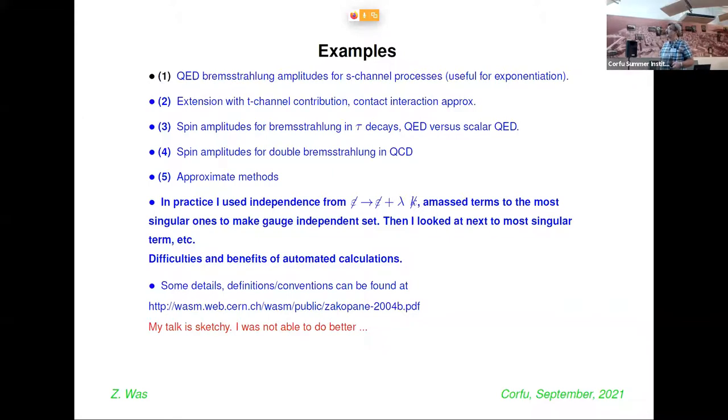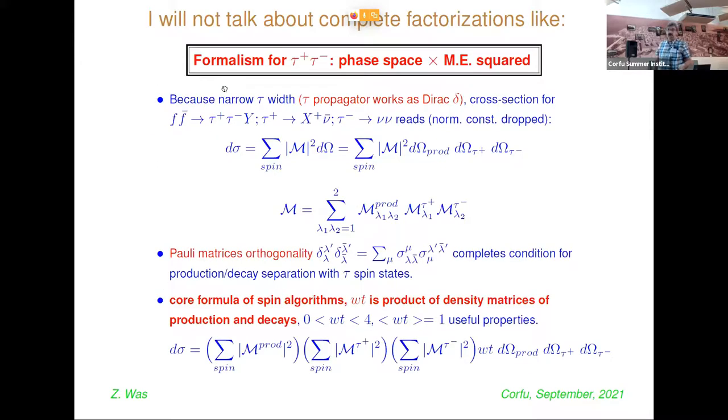So there are big difficulties and benefits when one automatic calculations use. One of the benefits is, of course, that you get results. Disadvantages is because you get troubles with tricks like this ones. That's extra layer of activity, of trouble.